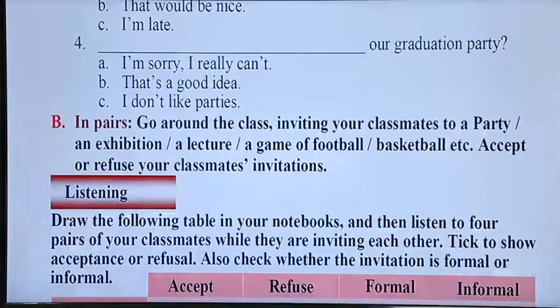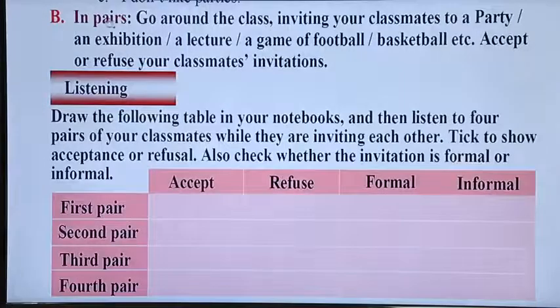In the next part, part B, we have an activity here. Go around the class inviting your classmates to a party, an exhibition, a lecture, a game of football, basketball, etc. Accept or refuse your classmates' invitations.